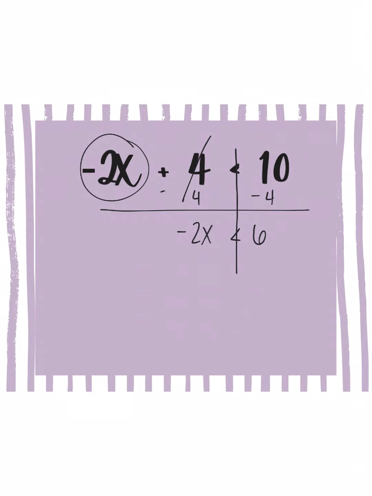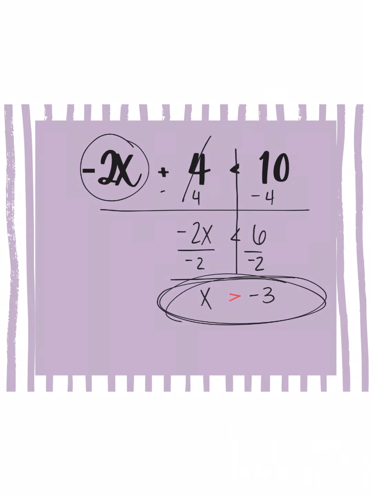Now this is where that idea of multiplying or dividing by a negative is going to come into play. In order to get x by itself, all the way by itself, I need to divide by negative 2 on both sides. Just like we learned before, anytime you're dividing an inequality by a negative value, you're going to flip your sign. So it used to be a less than symbol, now it's a greater than symbol. 6 divided by negative 2 is negative 3, and that gives me my solution.